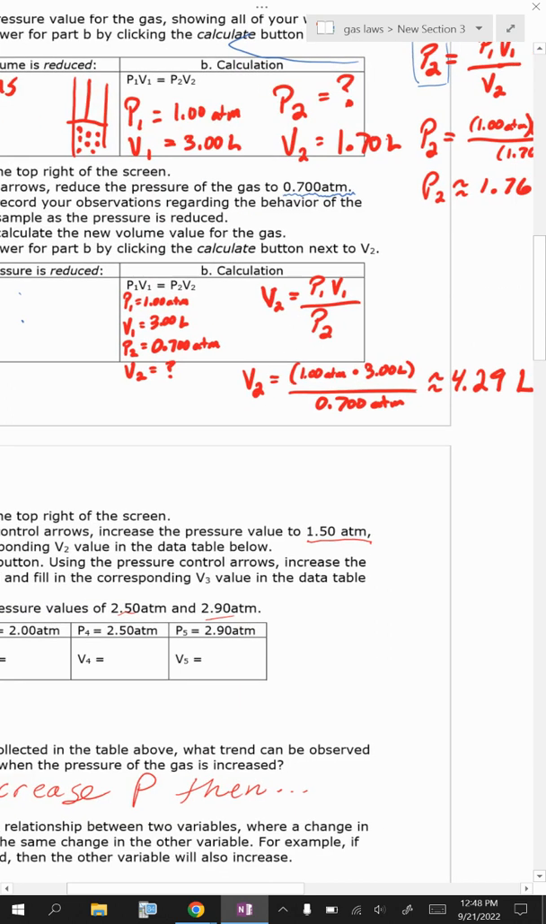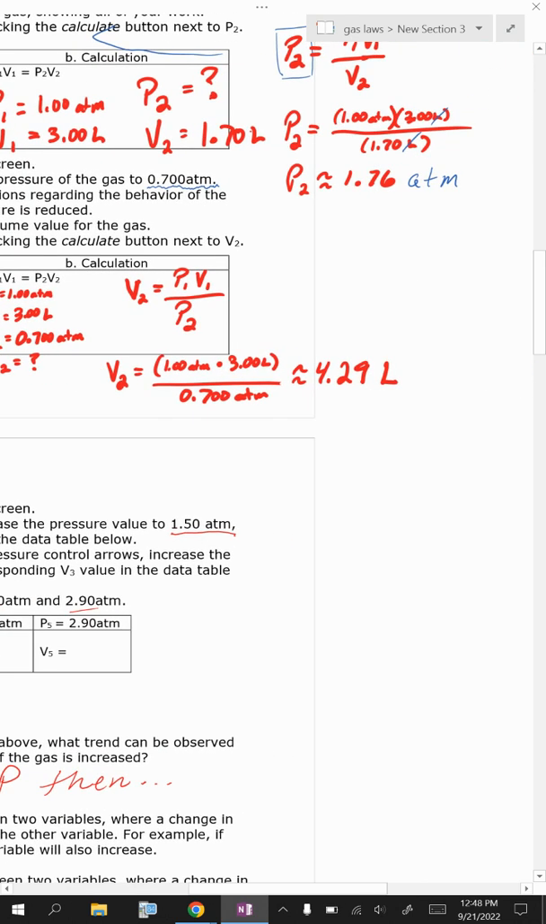So from the table, I would look up for volume 2 under Boyle's law, and I'm going to find P1 V1 over P2 is my equation. Now I just have to substitute in my known values. My initial pressure is 1 ATM. My initial volume is 3 liters. And my final pressure is 0.7008 atmospheres. That rounds to about 4.29 liters, and atmospheres clearly cancel.